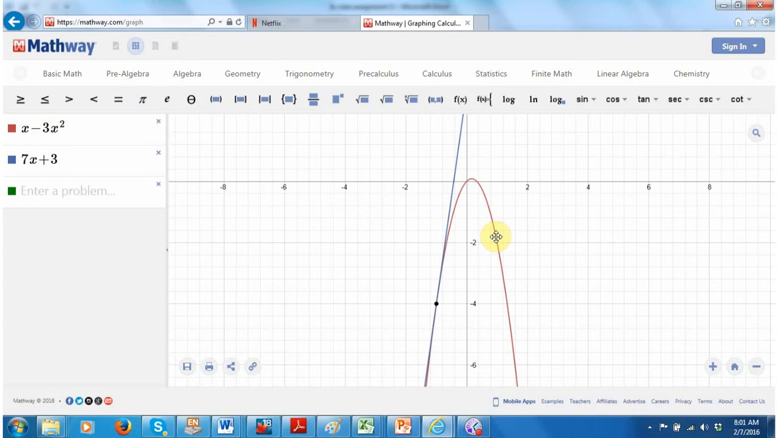A lot of you did not answer that question on the in-class assignment, which is very concerning because it's important to understand that the slope changes based on where you are on this curve. So that's what makes it complicated.